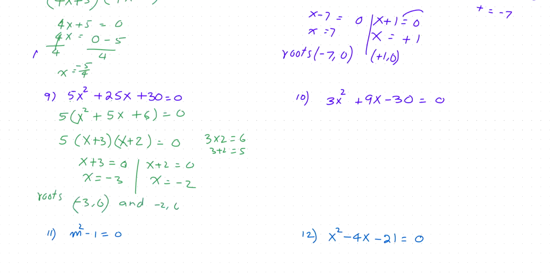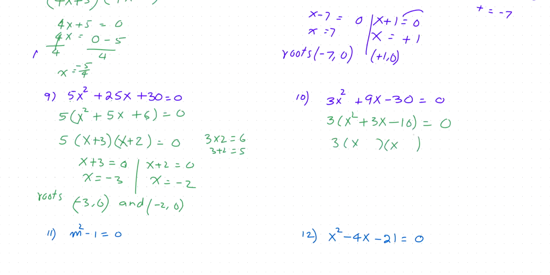And one more last question. 3x squared plus 9x minus 30. So all are divisible by 3. We can divide by 3. So take 3 common. So we get x squared plus 3x minus 10 equals to 0. Here the coefficient is 1 now. So we can put two brackets. X square means x times x. Multiples of 10 by adding, you should get 3.